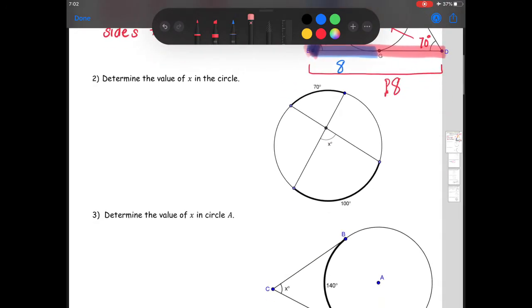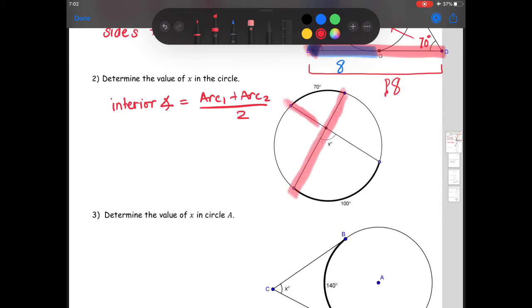Okay, so let's get started with number 2. It says determine the value of x in the circle. Okay, it's an interior angle. What do we know about this? The interior angle is equal to arc 1 plus arc 2 over 2. Plus, remember, the inside angle, it makes an x, so that should remind you that this is an interior angle. Look at these. These are two chords, angle formed by two chords. This is the angle, right?